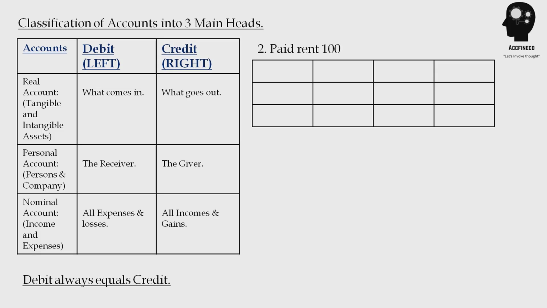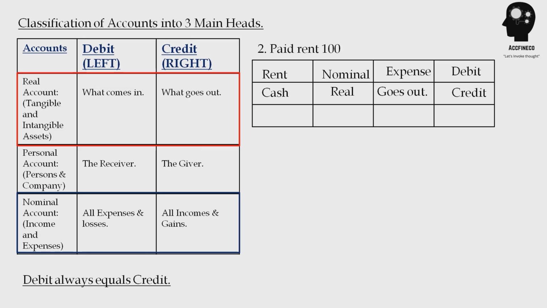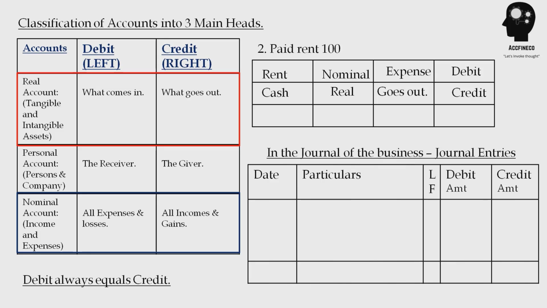Coming to the second transaction, paid rent of 100. Here, rent is an expense, thus it is a nominal account. The word paid would be the cash, which is a real account. The guideline for nominal account is debit all expenses and losses, while cash is moving out. So credit what goes out. Let's present this in our journal. And don't forget the narration.